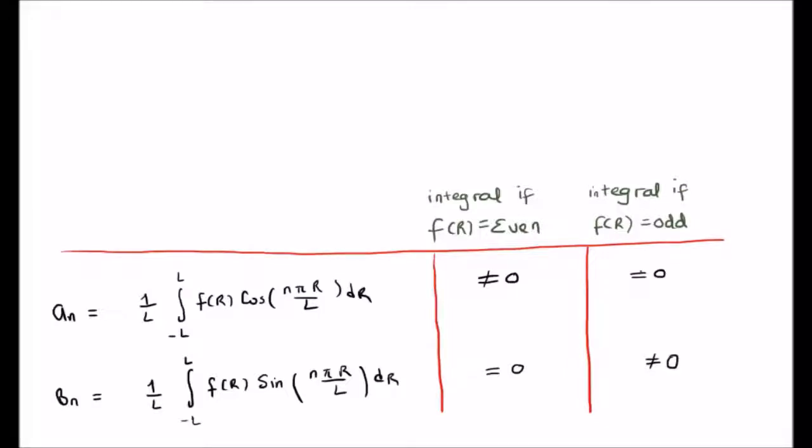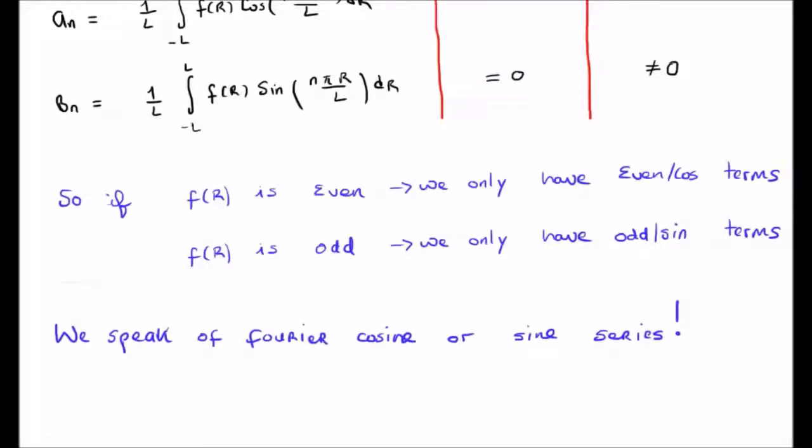Similarly, where f of r is even, the b sub n's are going to be equal to zero, and where f of r is odd, the b sub n's are going to be non-zero. This means that if your input function happens to be even or odd, you can use either the a sub n's or the b sub n's where applicable and ignore essentially half of the computation. So if f of r or f of t is even, we only have even or cosine terms. If f of r is odd, we only have odd or sine terms. And what we speak of is Fourier cosine or sine series.